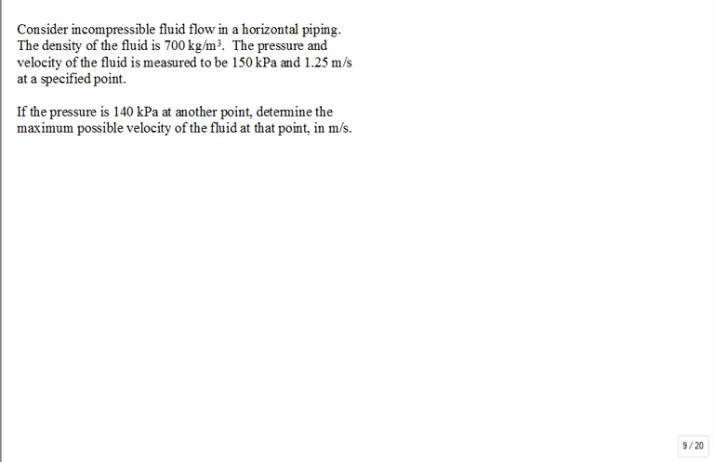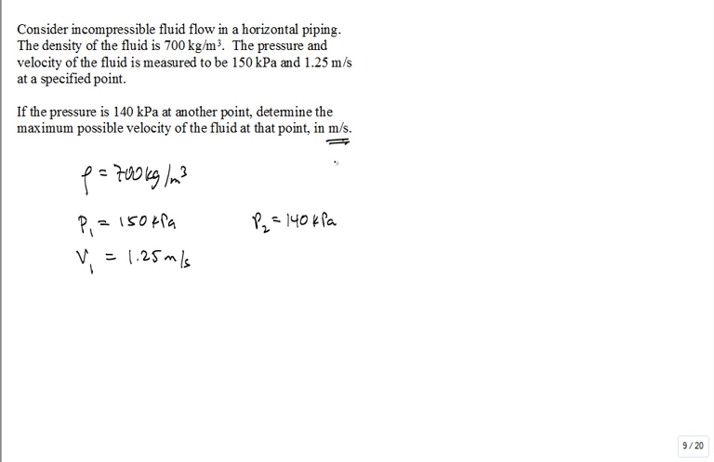Consider incompressible fluid flow in a horizontal pipe. The density of the fluid is given, so rho is 700 kilograms per cubic meter. The pressure and the velocity of the fluid are measured to be 150 kilopascal and 1.25 meters per second at a specified point. Let's call it point 1. If the pressure is 140 kilopascal at another point, determine the maximum possible velocity of the fluid at that point in meters per second. Okay, so what is V2 max?